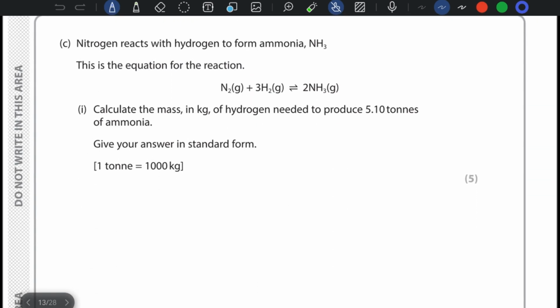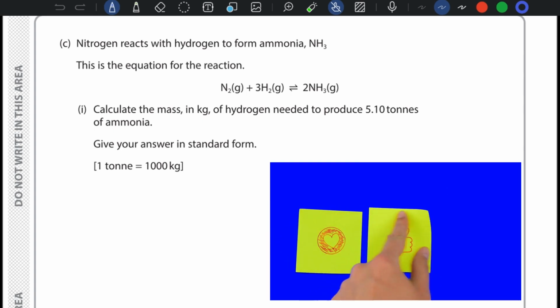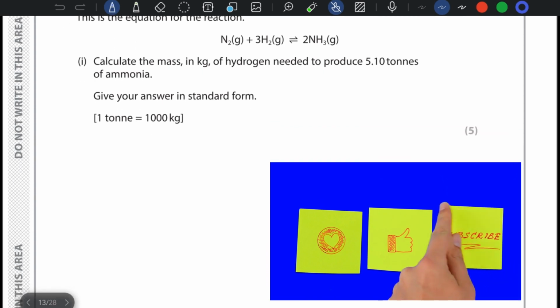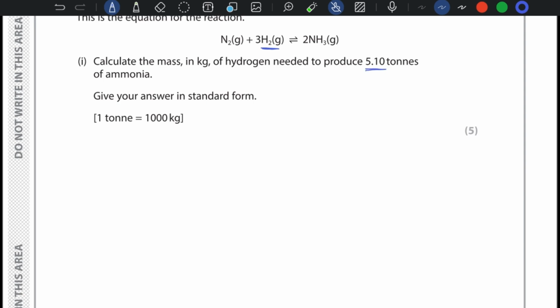Next question. Nitrogen reacts with hydrogen to form ammonia NH3. This is the equation for the reaction: N2 gas plus 3H2 gas gives 2 NH3 gas. Calculate the mass in kilogram of hydrogen. He asks about the mass of hydrogen needed to produce 5.10 ton of ammonia. Give your answer in standard form, scientific notation.